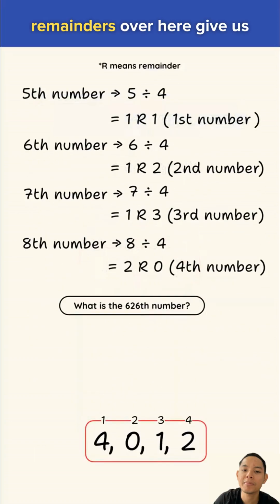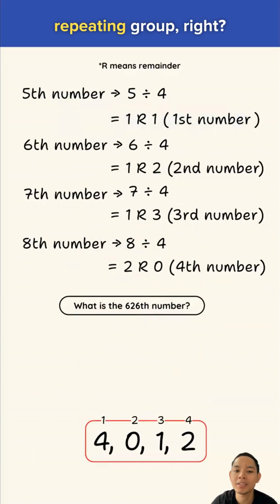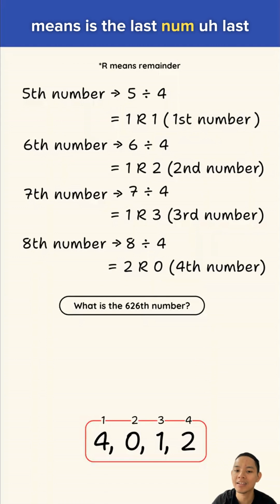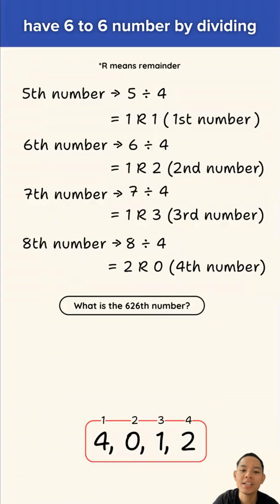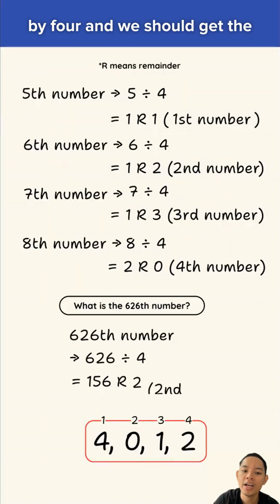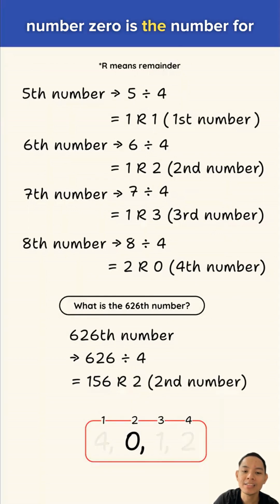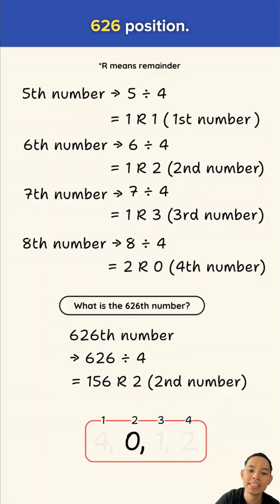So you can see that the remainders over here give us exactly which number in the repeating group it is. And for the eighth number, there's no remainder, which means it's the last number. So in this case, we can take 626 and divide by 4, and we should get the remainder 2. That means the second number, 0, is the number for this repeating pattern in the 626th position.